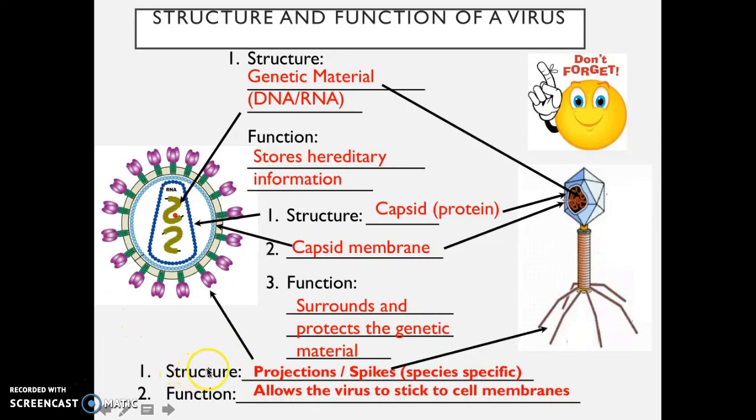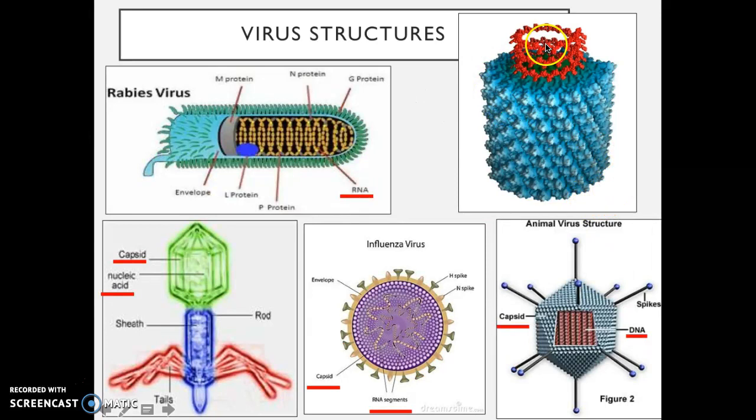And then the last thing is that there are some projections or spikes like these right here, and those are used to feel their specific environments and to stick to the cell membranes of cells when they're trying to reproduce. And we're going to see a video of that. These are the three different structures. There are spikes or projections, sometimes called antigens too. This capsid membrane, which is a protein membrane, and then the last thing is the genetic material, which is inside of it.